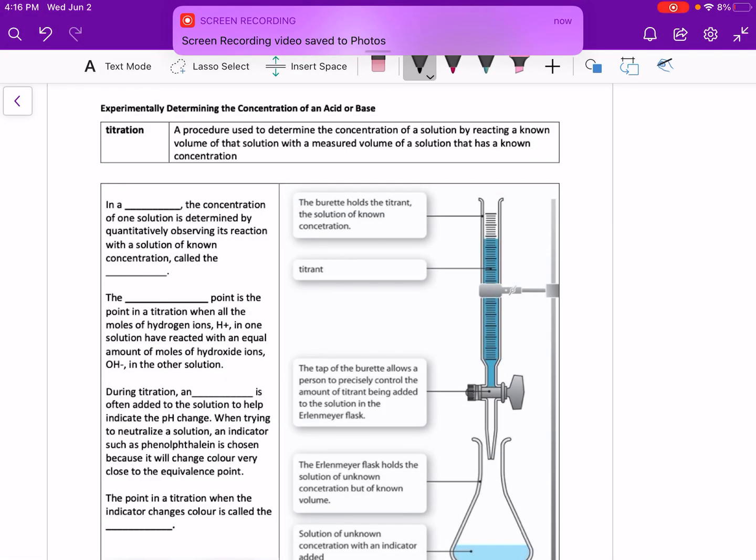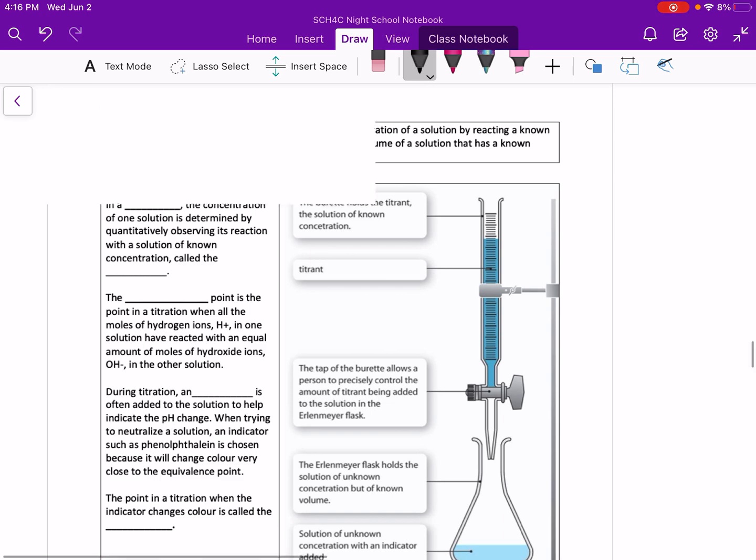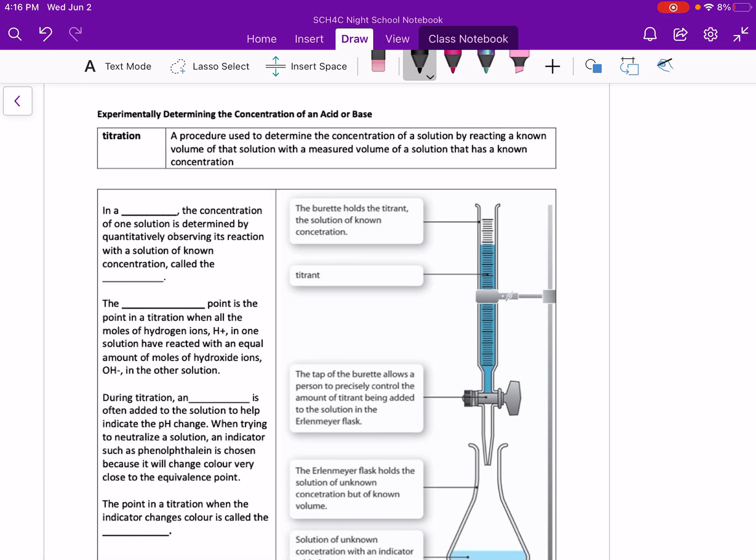In this video, I'm going to talk about a titration. So there's a more official video with more definitions and more lab equipment, but I'm going to go over your notes. A titration is a procedure used to determine the concentration of a solution of a known volume of that solution with a measured volume of a solution that has a known concentration.